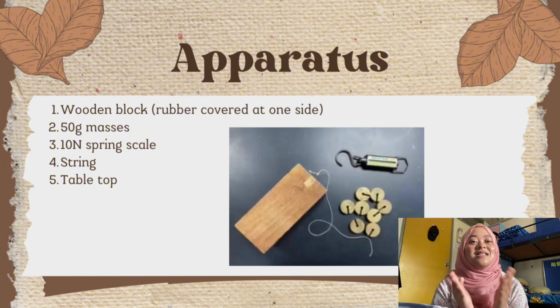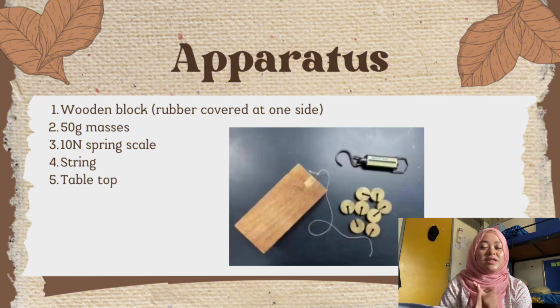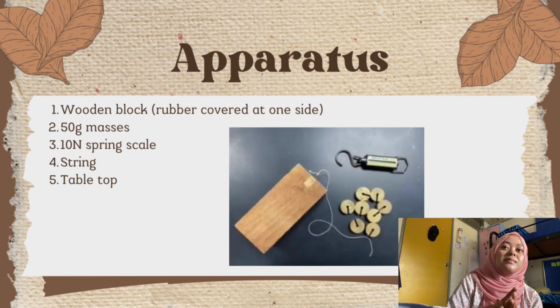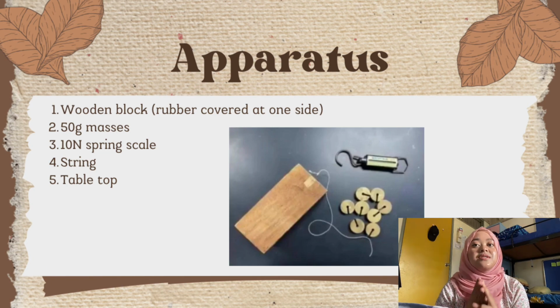As you can see in this slide, these are the apparatus that we used in the lab. First is a wooden block. Second is 50-gram masses. Third is a 10 Newton spring scale. Fourth is a string. And fifth is a tabletop.